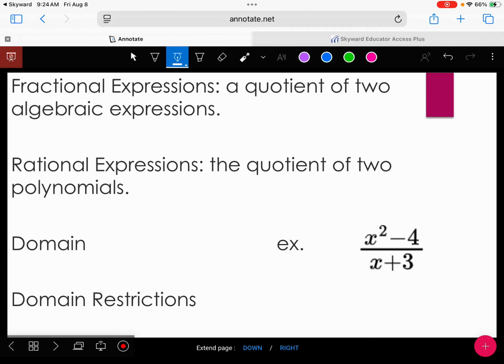We're going to start looking at rational functions and rational expressions. And things that get a little icky, but it's okay because we can do it.